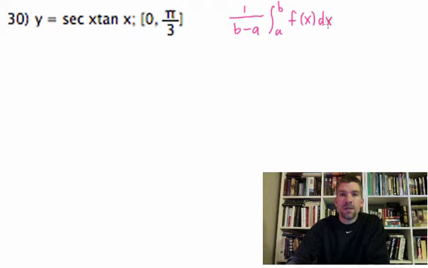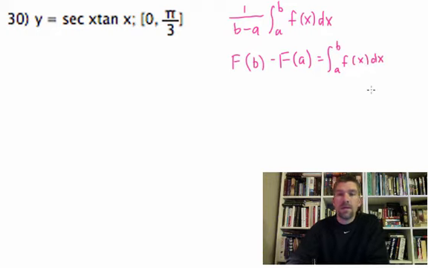Now, this looks like a really tricky question. We got this secant x tan x here, but believe it or not, we can use the antiderivative. And so remember, if you will, the antiderivative is capital F of b minus capital F of a from a to b of f of x dx, where the capital F is the function that little f is the derivative of, okay? So here we go.